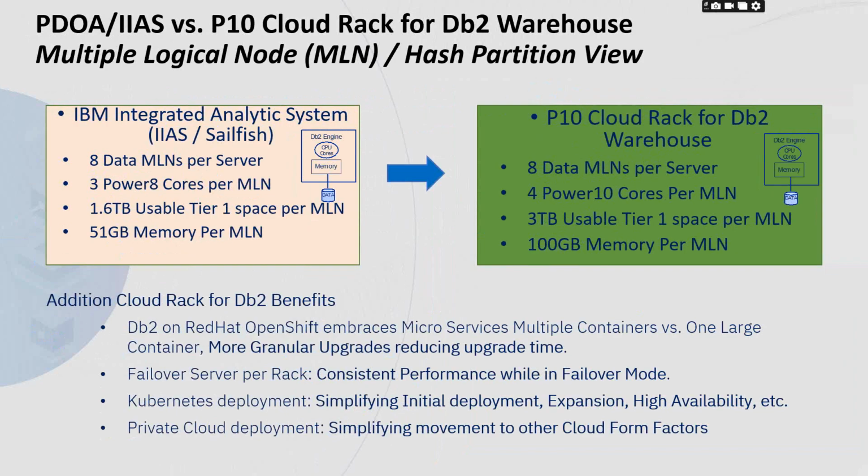We've also jumped from 1.5 terabytes to 3 terabytes of space per MLN, so twice the data size. And we have basically doubled the amount of memory per MLN. So each MLN in the Cloud Rack is very powerful, right? As I mentioned, you've got a 2-generation jump in your processors, you've got additional processors, you've got twice as much memory and twice as much storage space. So very, very powerful MLNs, lots of room for capacity and growth in the Cloud Rack.